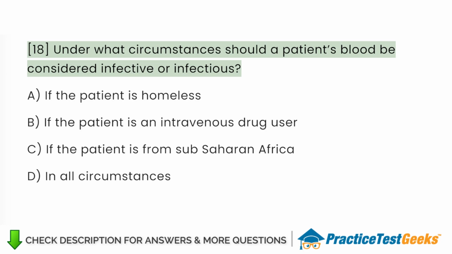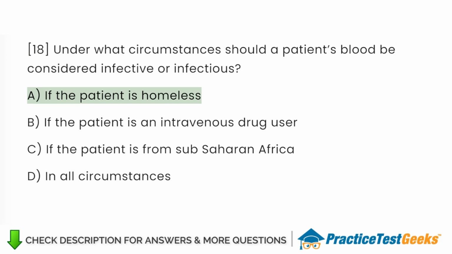In which circumstances should a patient's blood be considered infective or infectious? A. If the patient is homeless. B. If the patient is an intravenous drug user. C. If the patient is from sub-Saharan Africa. D. In all circumstances.